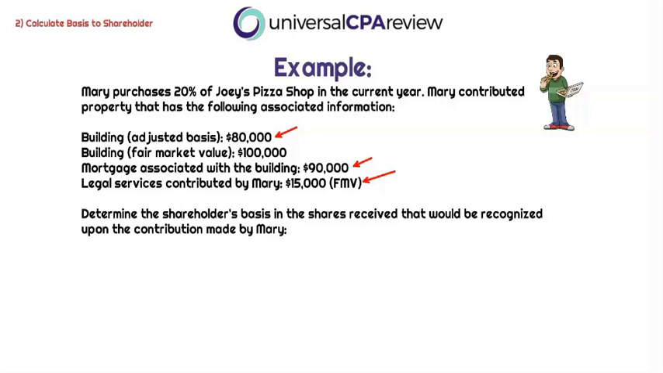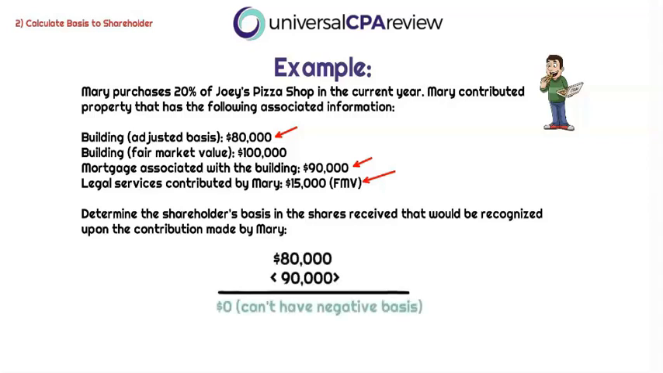The trick here is going to be to attack this one contribution item at a time. Let's just start with property. What do we say about property? This is going to be the net book value less any debt that is assumed by the corporation. So we're going to milk this all the way down to 0. We can never have a negative basis. So therefore, $80,000 minus $90,000, we're going to have a 0 basis and a $10,000 gain, which we'll talk about a little bit more in a second.